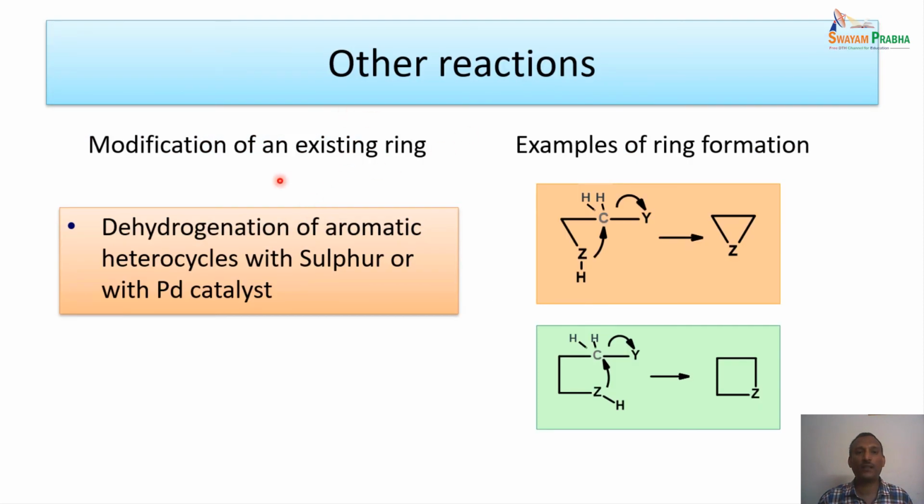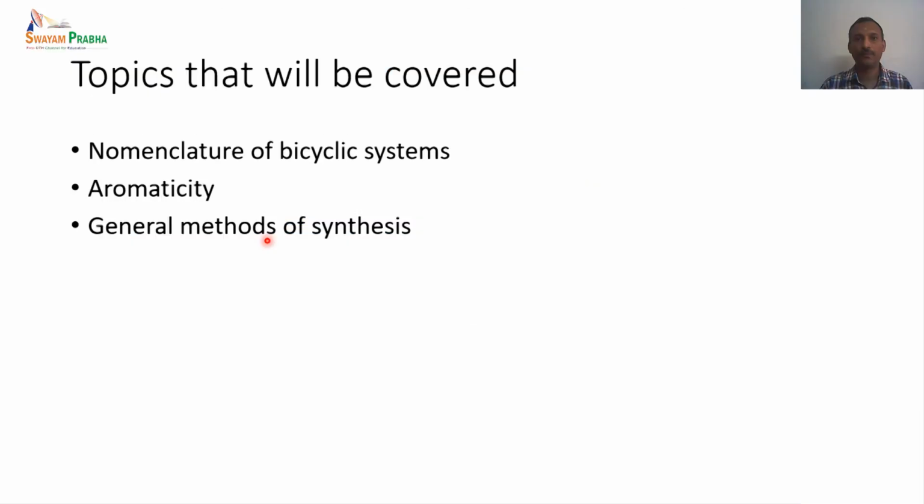And the other reactions include modification of an existing ring, that is dehydrogenation of aromatic heterocycles with sulfur or with palladium. And we can also use the examples of ring formation, that is intramolecular cyclization with concomitant removal of the leaving group to give a 3-membered ring, or as shown here the 4-membered ring. So these are some of the ring formation reactions.